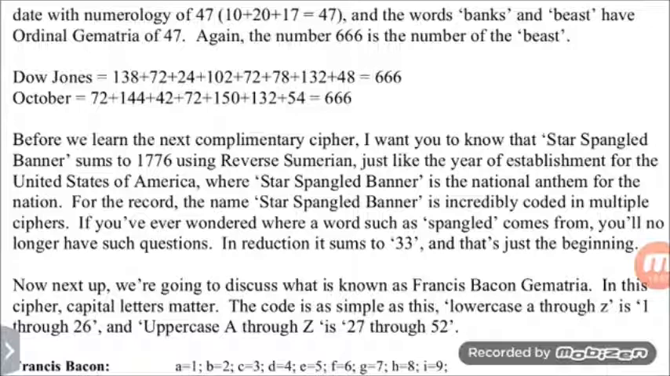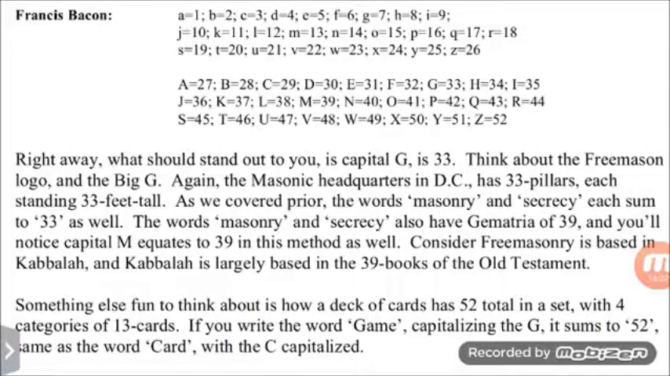And now next up, we're going to discuss what is known as Francis Bacon Gematria. In this cipher, capital letters matter. The code is as simple as this. Lowercase A through Z is 1 through 26, and uppercase A through Z is 27 through 52. Francis Bacon. Right away, what should stand out to you is capital G is 33.